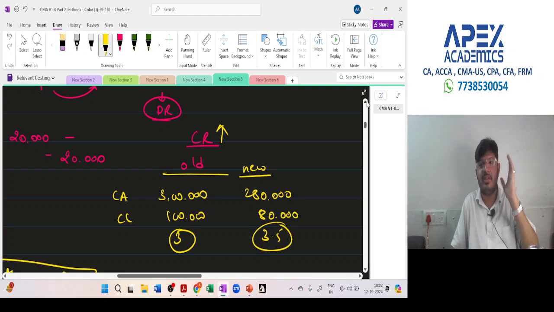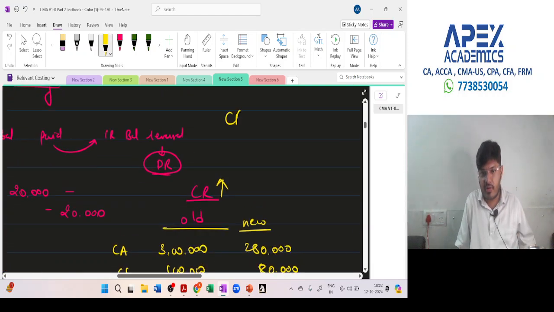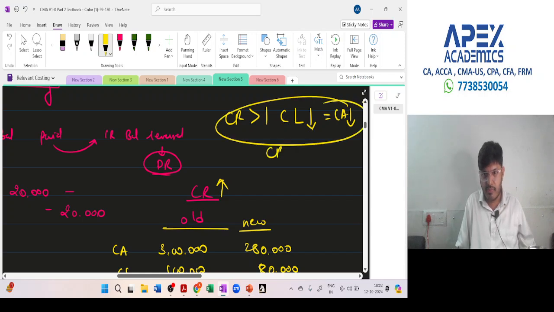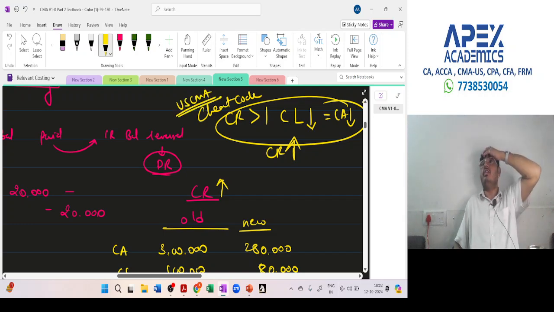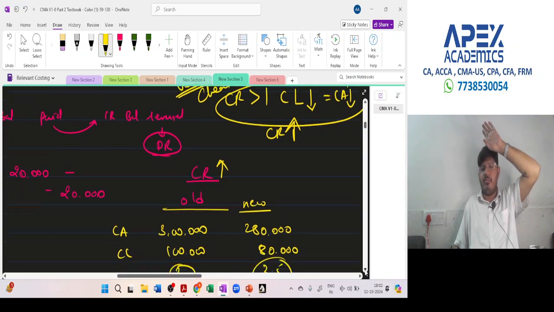Immediately I am going to make a statement. When the current ratio is greater than 1 and current liability decrease is equal to current asset decrease, in this scenario my current ratio will increase. This is a cheat code for US CMA. Are you understanding? Yes or no, please tell me that. Very important statement.